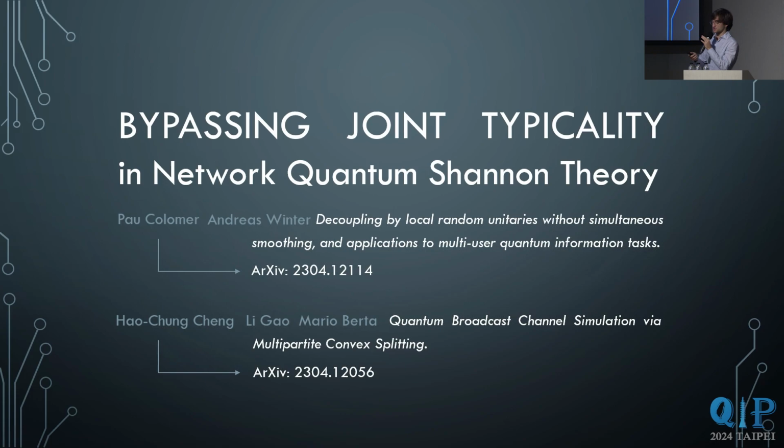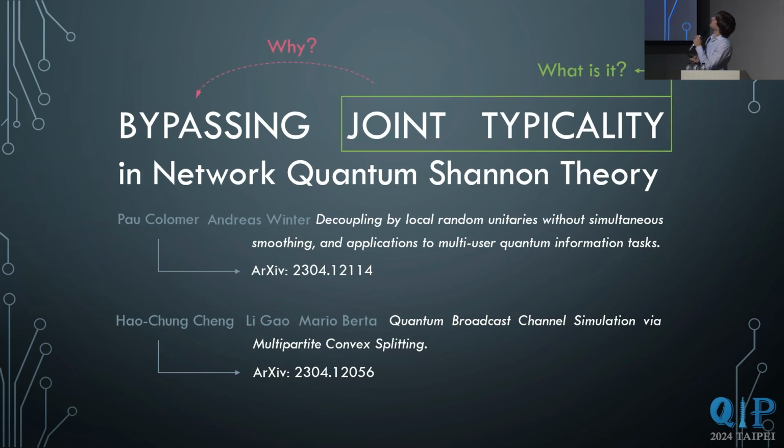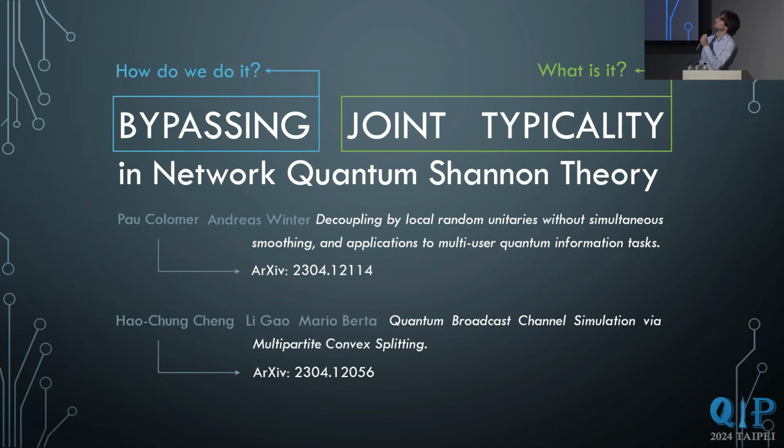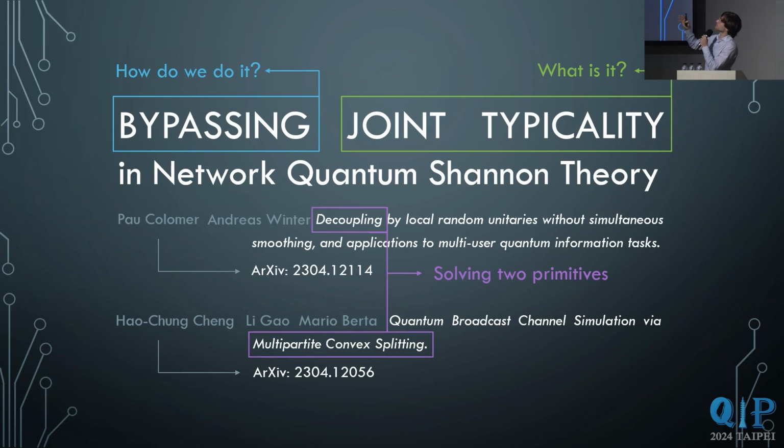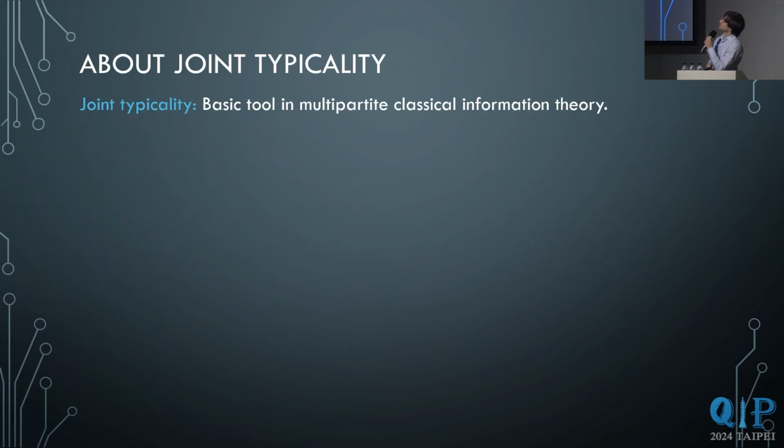So I wanted to concentrate the efforts of this talk on understanding first of all what is joint typicality and why we want to bypass it. Then I will move on to explain how we perform this bypass, which is a very simple trick. And finally, we will see how this applies to these two quantum primitives, to decoupling and convex splitting. And finally, I will just present the applications. So that's the plan. Let's start with talking about joint typicality.